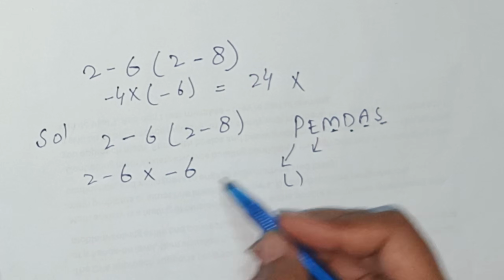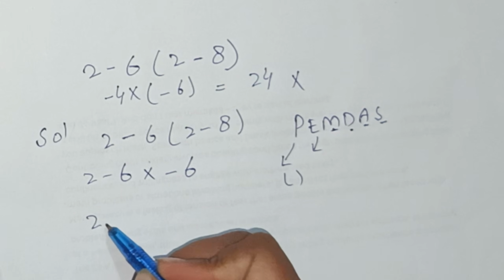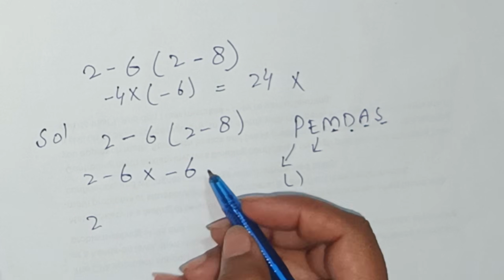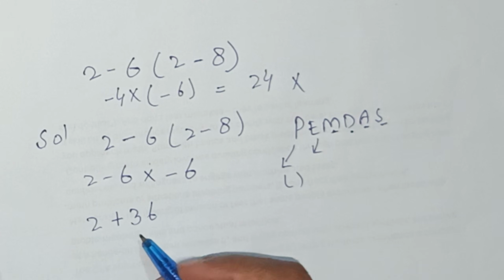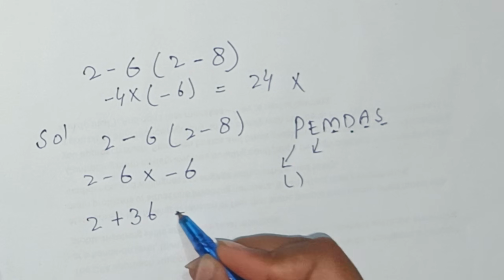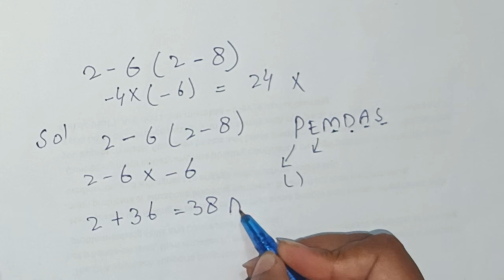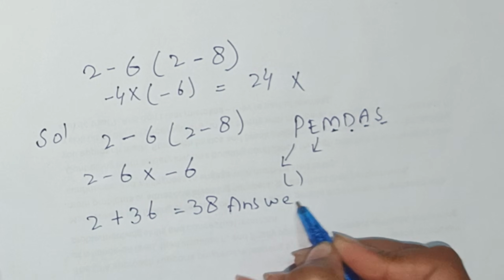Now according to this rule, we multiply first. And so we have negative 6 multiplied by negative 6. Then we get positive 36. So 2 plus 36 is equal to 38. And this is our final answer.